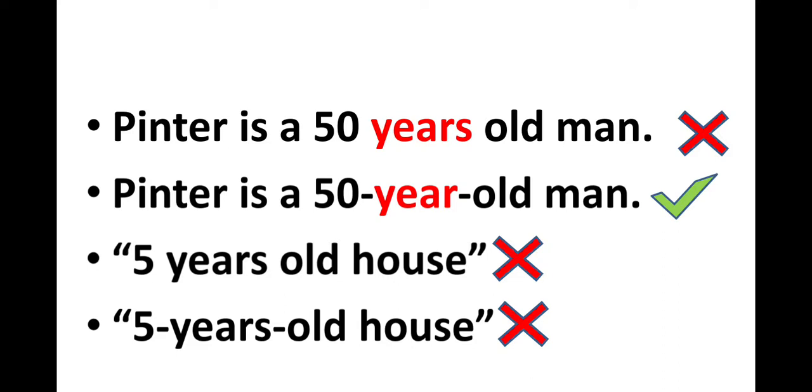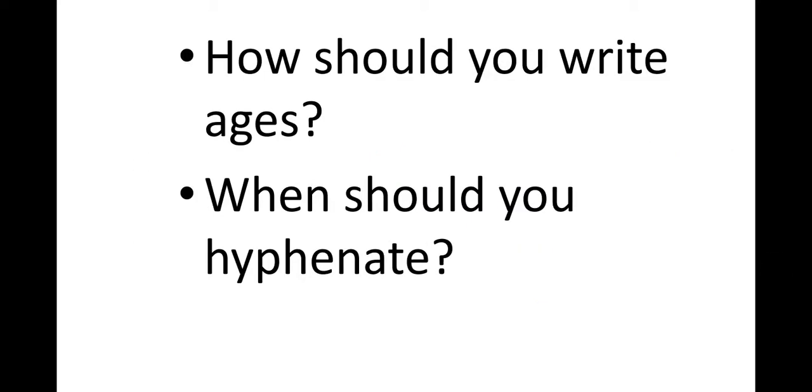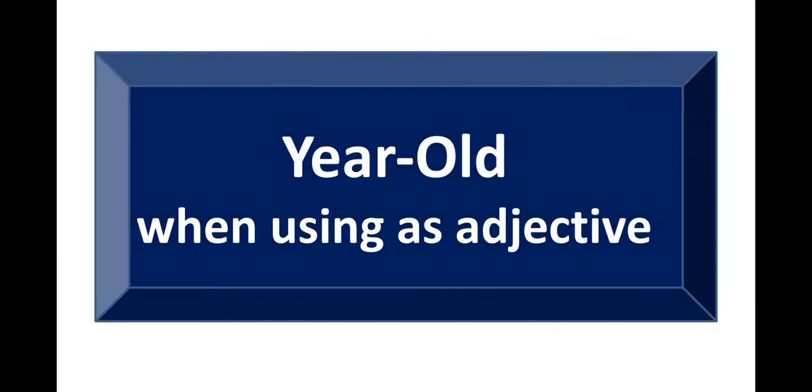Do you know the reasons why 3 of these sentences are incorrect but 1 of them is correct? If you don't know about it, then watch this video without skipping. Alright? So, in this video I'll explain how you should write ages and when you should hyphenate. First I'll explain the phrase "year old".